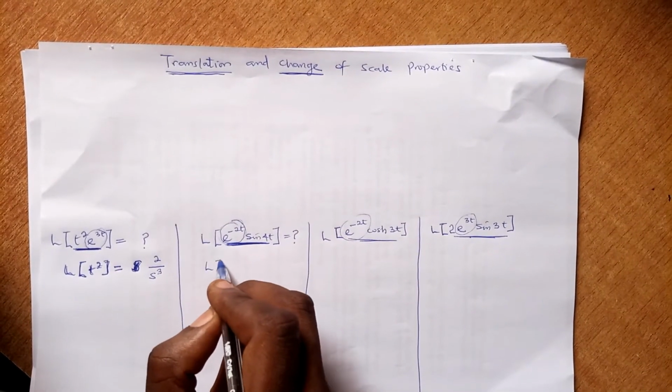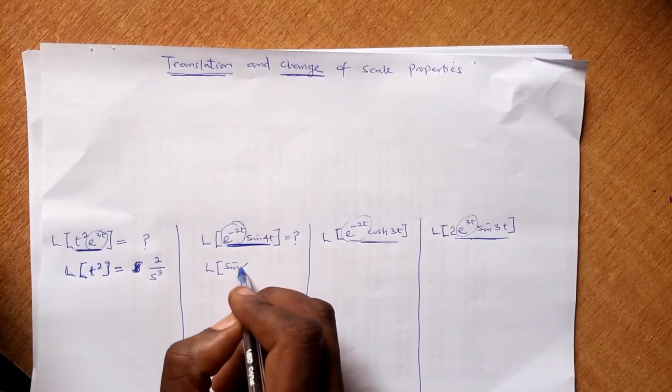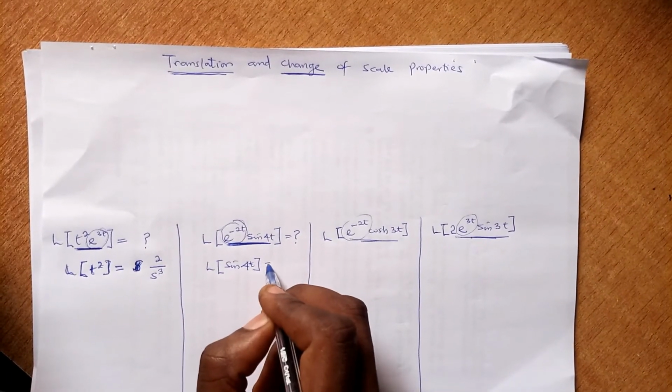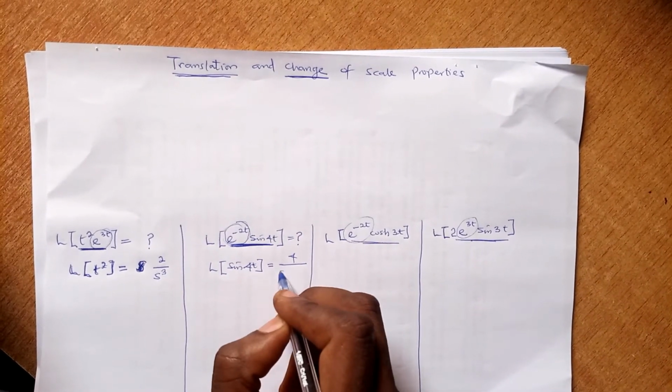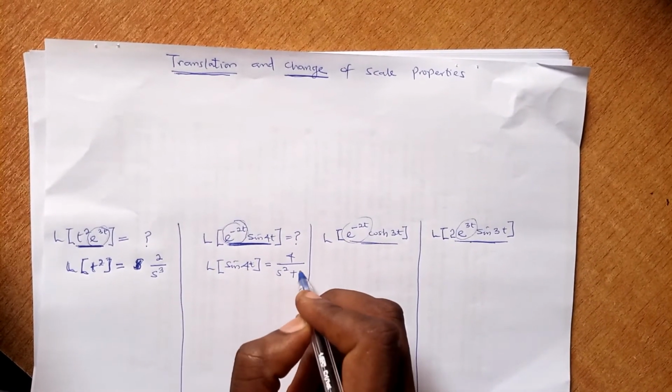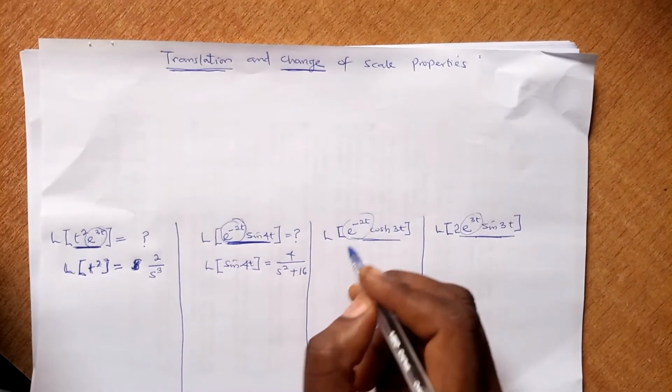In this case too, we need to find the Laplace transform of what? Of sine 4t. And what is the Laplace transform of sine 4t? That is actually the same thing as 4 over x squared plus 4 squared. That's 16.